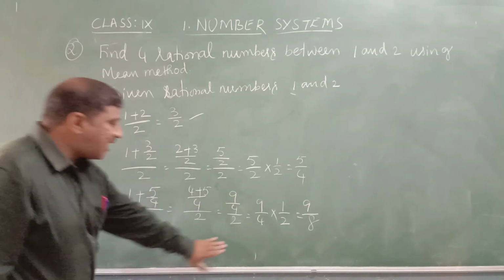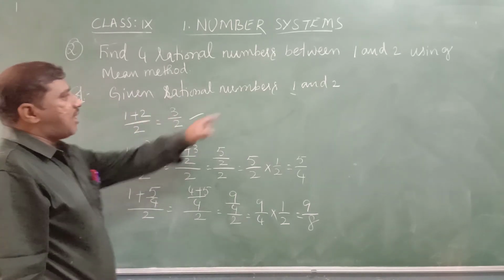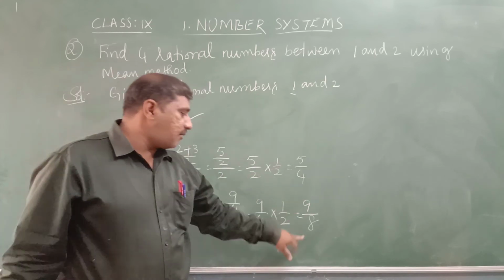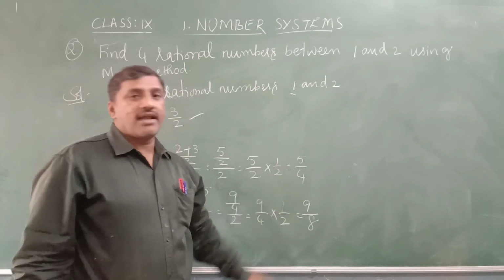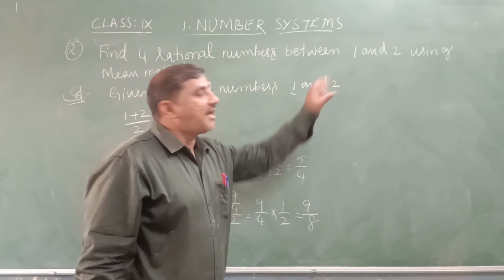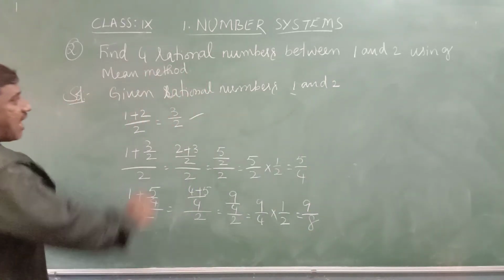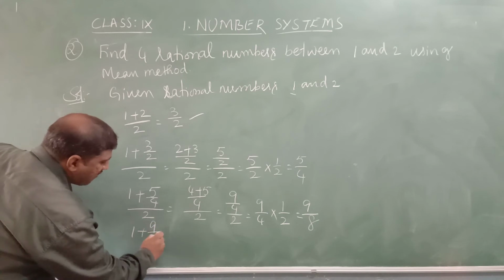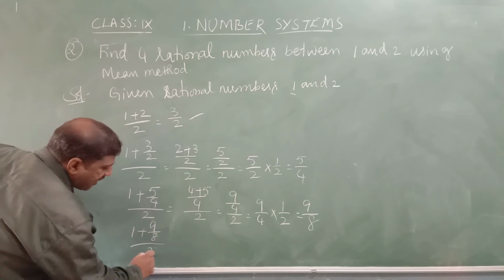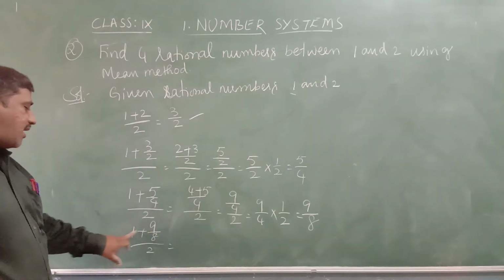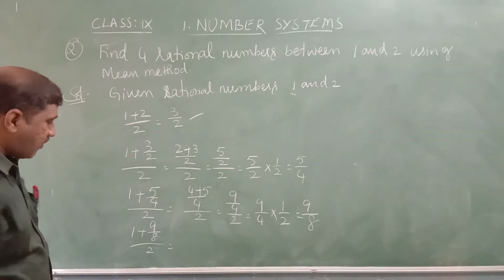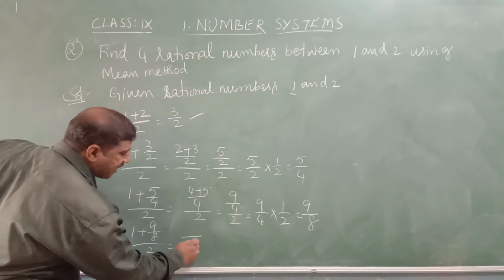Now to find the other rational number, you can use 1 and 9/8, 3/2 and 9/8, 5/4 and 9/8, or 9/8 and 2, then find the mean. Again I am using 1 and 9/8. (1 + 9/8) divided by 2. That is the mean of 1 and 9/8, the sum of these two numbers divided by 2.